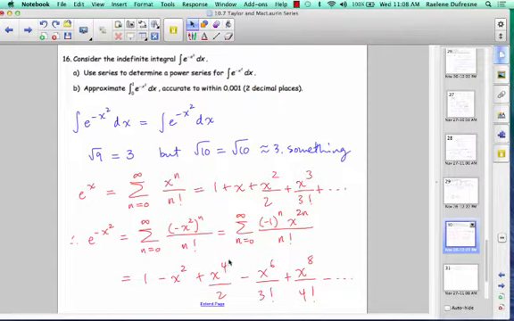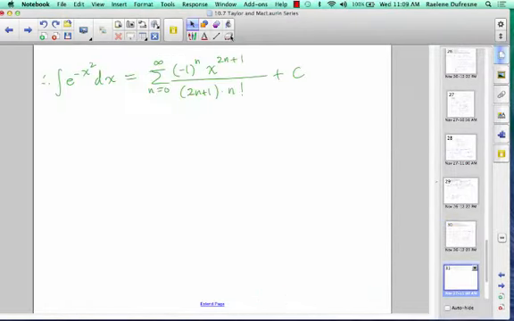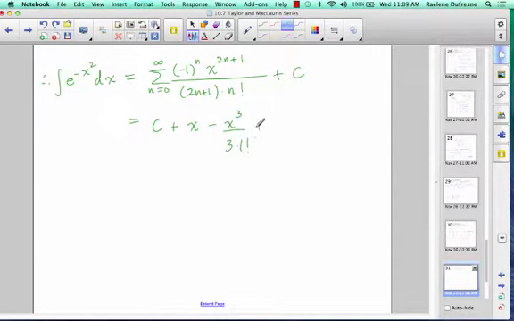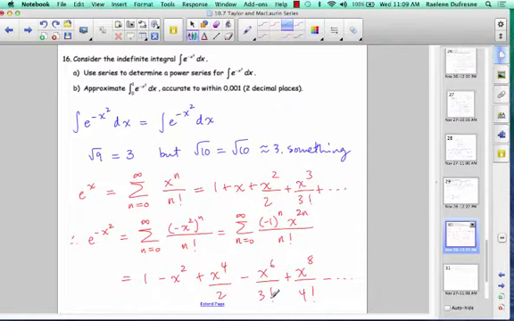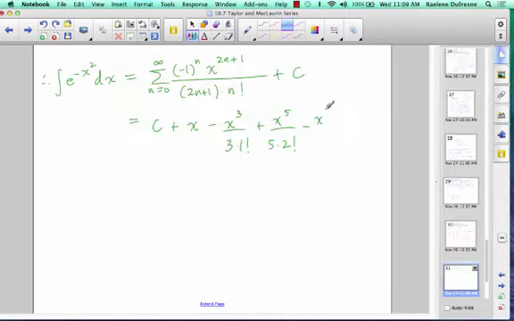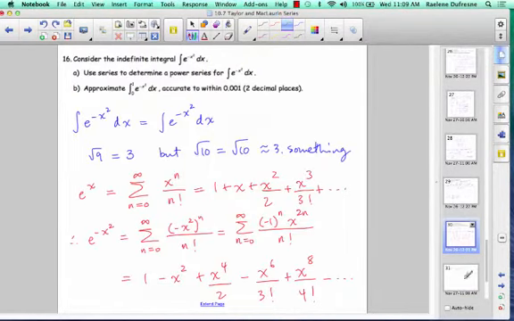So we are going to have x to the 5 over 5 times 2, x to the 7 over 7 times 3 factorial, etc. And then, of course, we have plus c, which I'm going to put at the beginning. So the antiderivative is going to give me x minus x cubed over 3 times 1 factorial plus x to the 5 over 5 times 2 factorial. Let me just double check that. Minus x to the 7 over 7 times 3 factorial, etc.